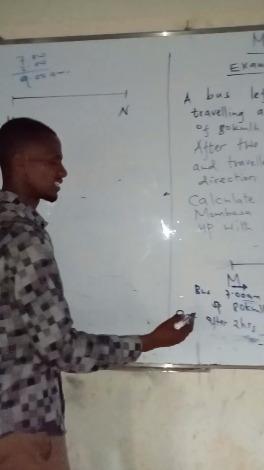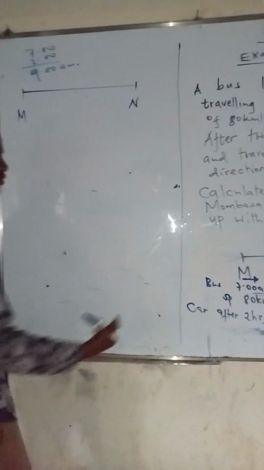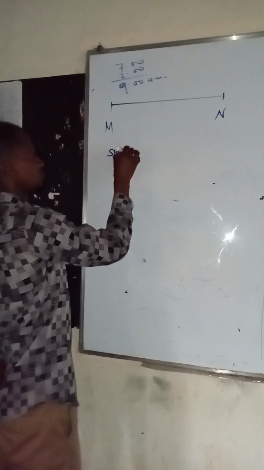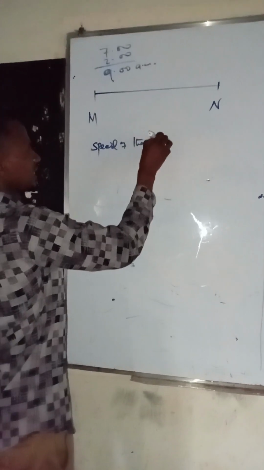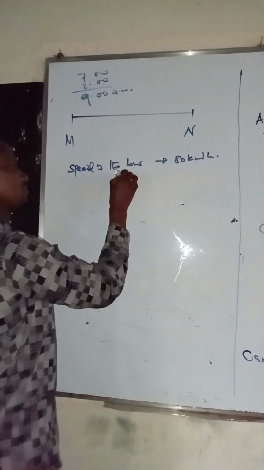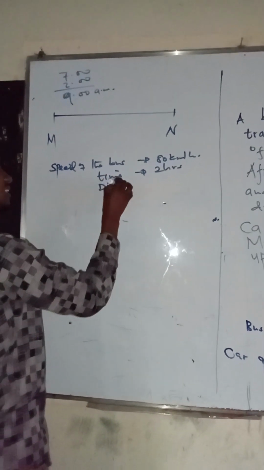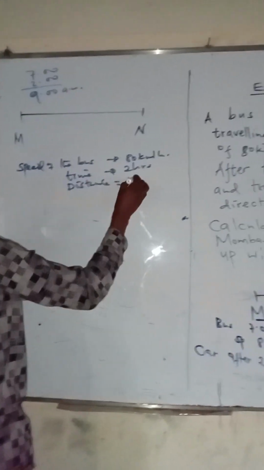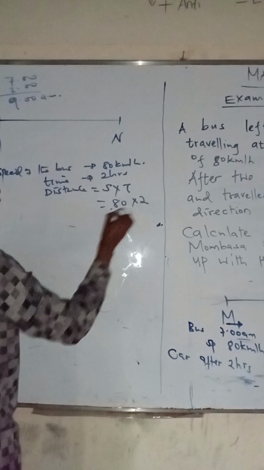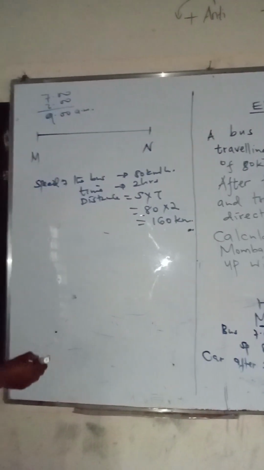Therefore, we need to know the distance covered by the bus while the car was at rest in those 2 hours. We know the speed of the bus is 80 kilometers per hour, and time is 2 hours. Therefore, distance covered will be speed times time, which is 80 multiplied by 2. That is 160 kilometers.